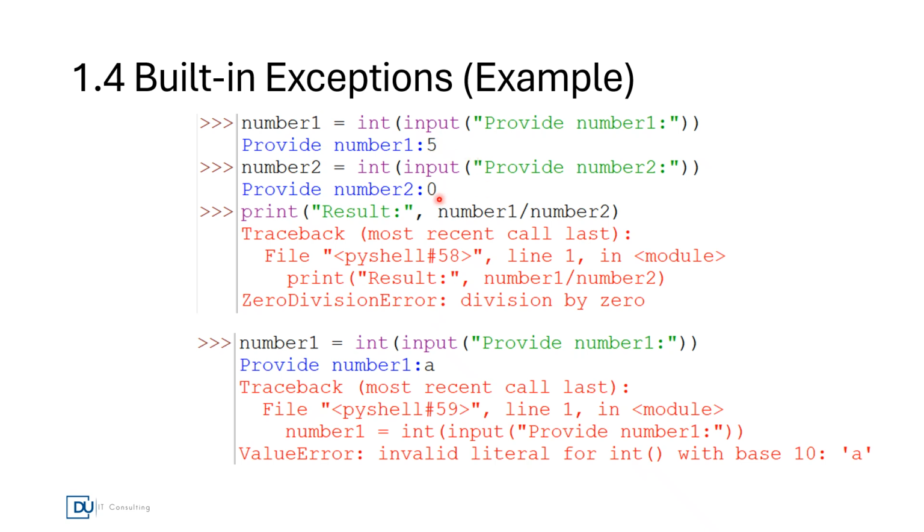Then let's take a look at the second example. Here, while providing the first number, the user probably pressed by mistake the character A and pressed enter. So in this case, what happens is we get a value error because what we were expecting is an integer, but what the user provided was a string or a character A.